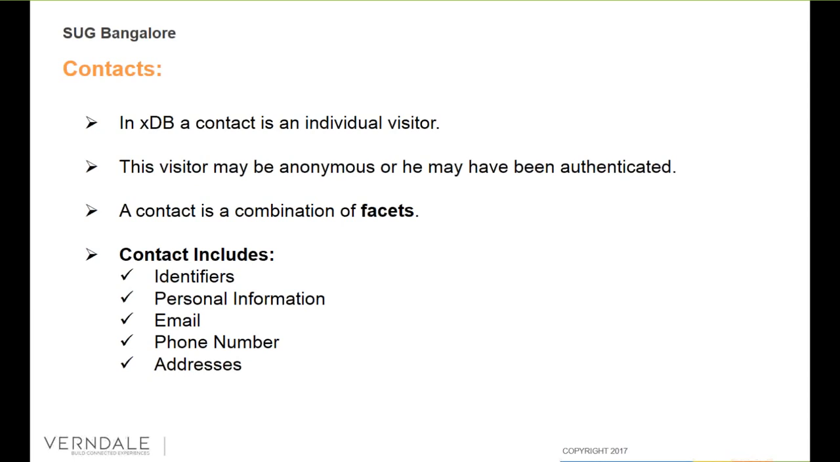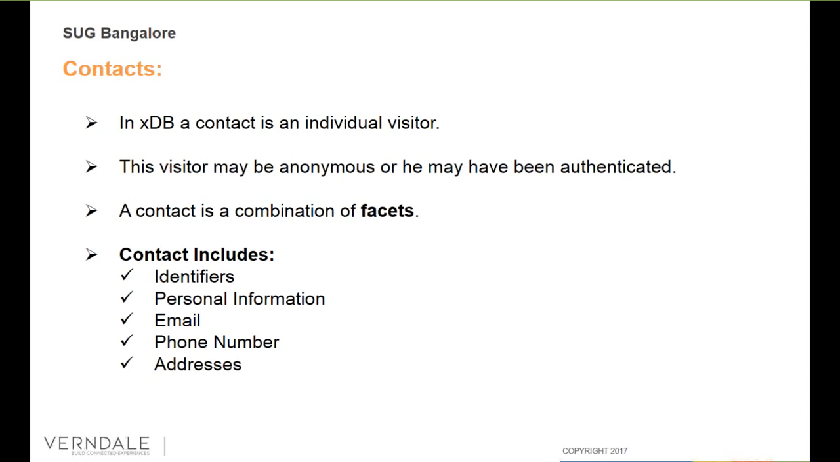Second thing is that a context is basically a combination of facets. Facets is something we are going to cover more in coming slides, but you can consider facets like the properties of your tables. Basically you have a collection, and you have a contact, and for every contact, by default from Sitecore, there are a few facets already built in as part of the contact, which include identifiers, personal information, email, phone number, and addresses. These are a few properties slash facets which come by default.